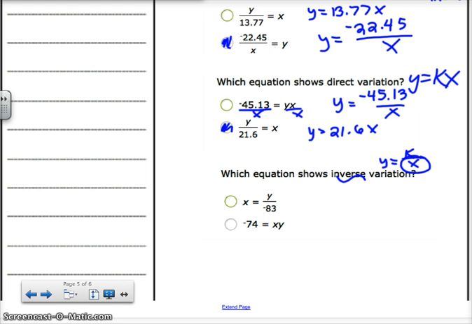So I got to times through by negative 83, so y would equal negative 83x. I know that's direct, that's not on the bottom. X is sticking to y. I'm going to divide through by x then. Y is negative 74 over x. X is on the bottom, so this one would be the answer for inverse. Okay?